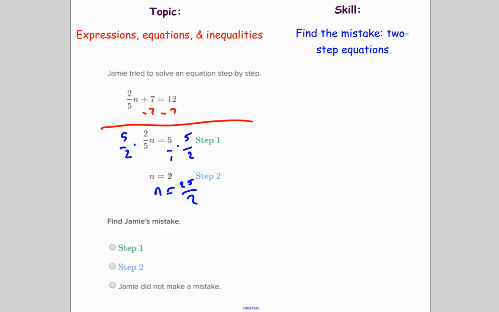So the mistake is right here in step 2. All right, so that's where the mistake is.